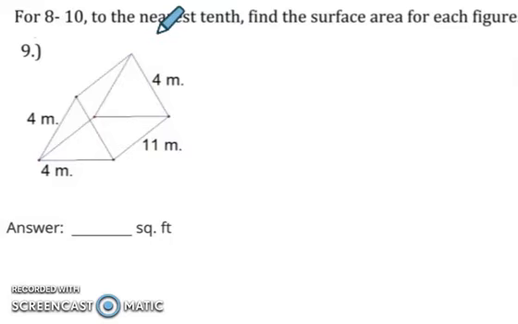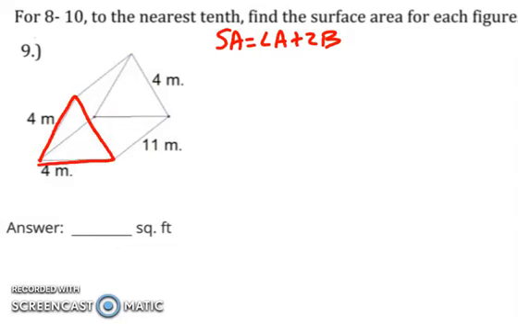We have, for a formula, LA plus 2B, where B has to be one of these triangles. The base is not the bottom of every prism. The base of this prism is the front and the back, because that's the triangles that we have, the shape that we have two of. We have two triangles, parallel and congruent, front and back. So the bases are the triangles.